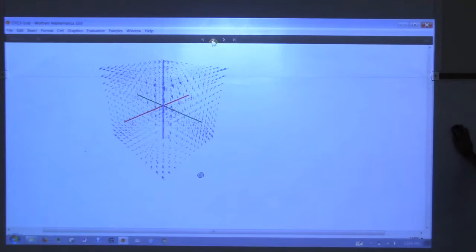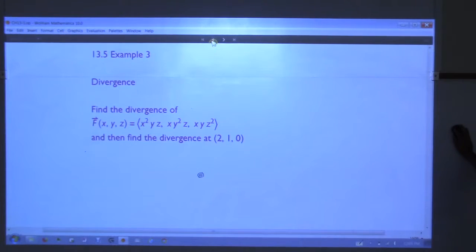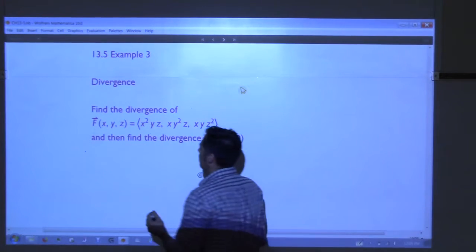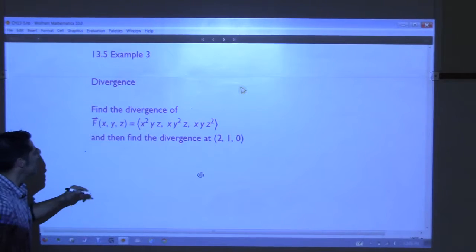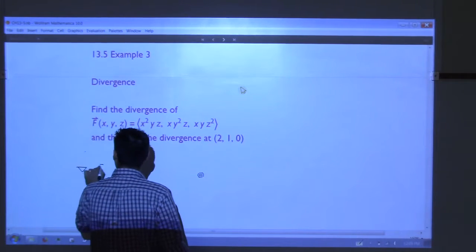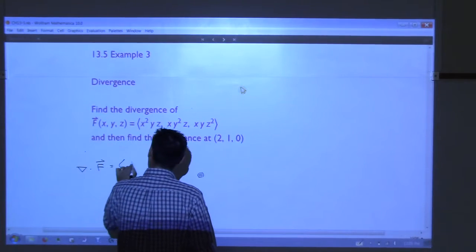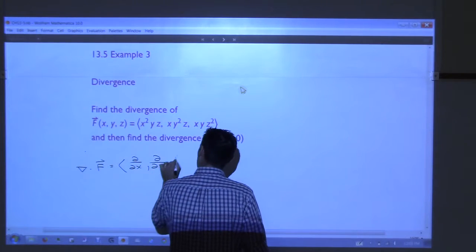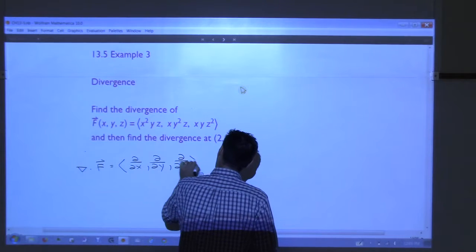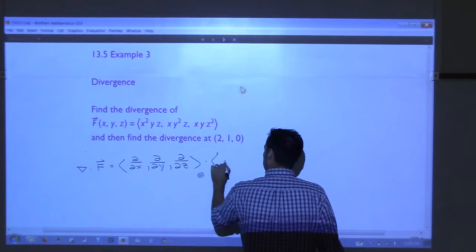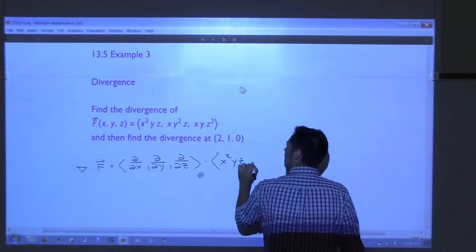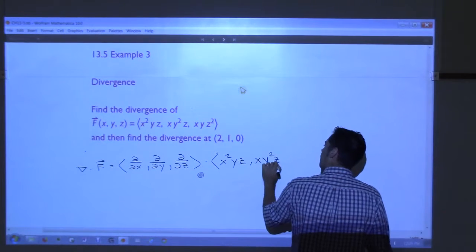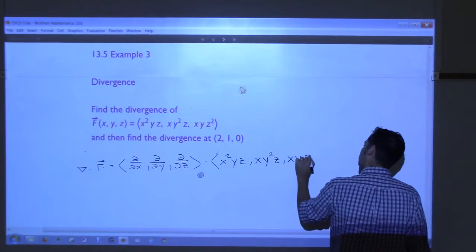We're almost done with this. Awesome. We need to do an example. The div computation is so simple that I think we can be done with this in 2 minutes. All right, let's do the divergence of this vector field. So that's del dot F, which is the partial with respect to x, partial with respect to y, partial with respect to z, dotted with x squared yz, xy squared z, xyz squared.